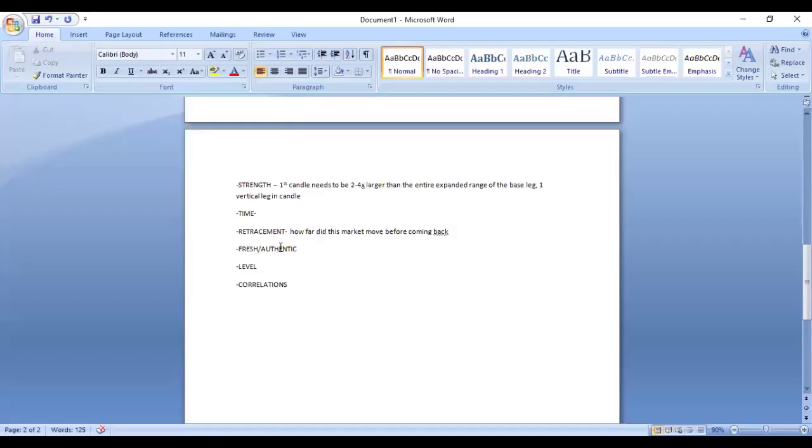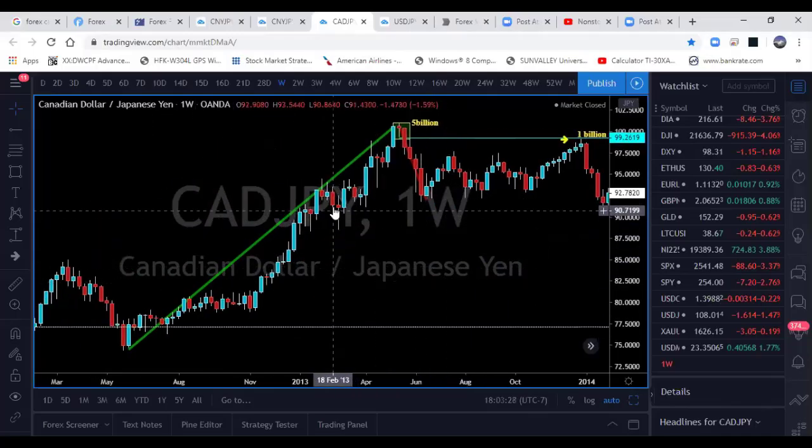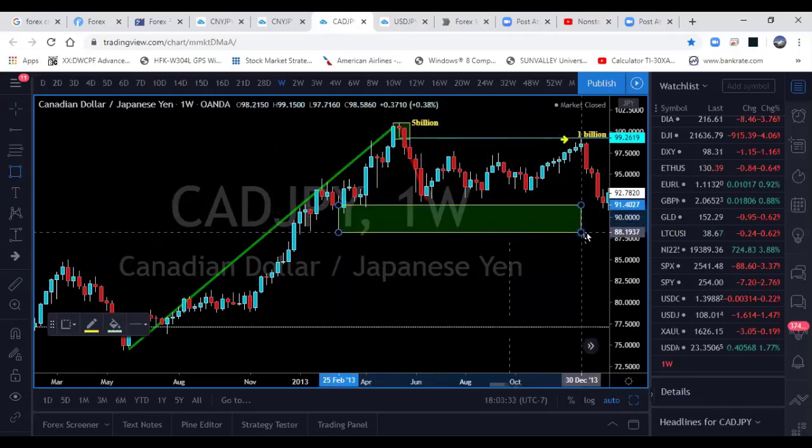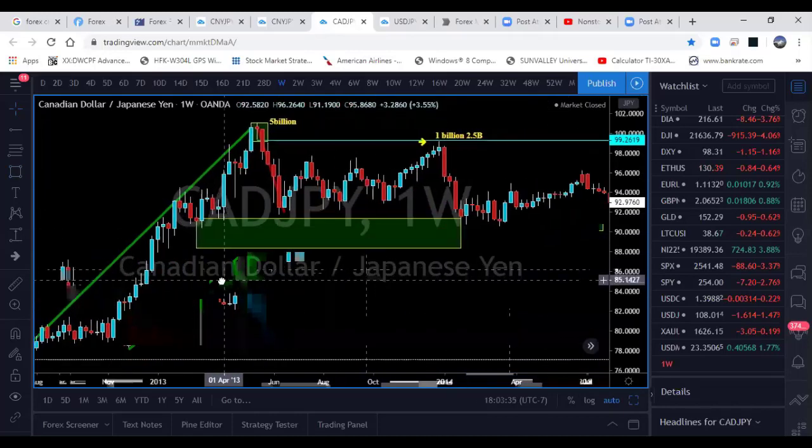The next one, fresh and authentic, we kind of covered a little bit of that. Fresh simply means when a market is clean, a level that doesn't have anything to the right of it. When it's authentic, and guess what? The fresh level was created by something. So the fresh level was right here. This right here was a fresh level at one point. Got tested several times in the market.